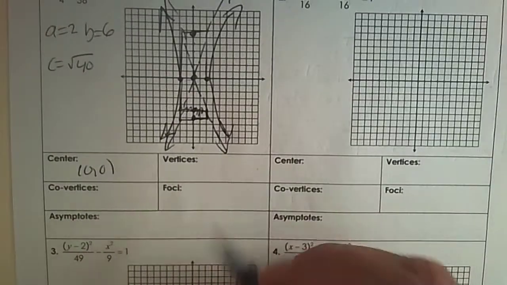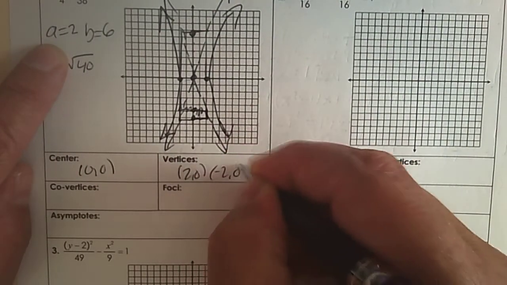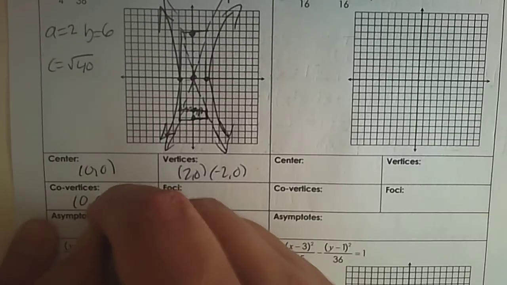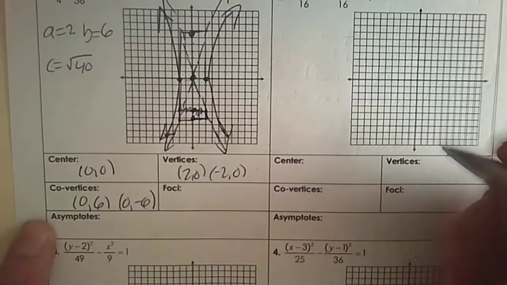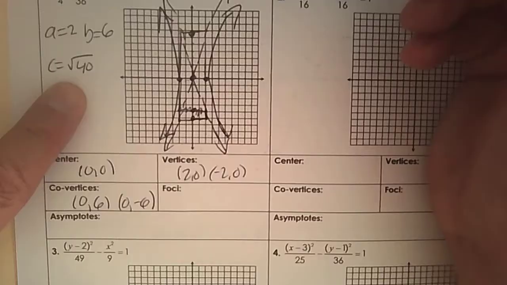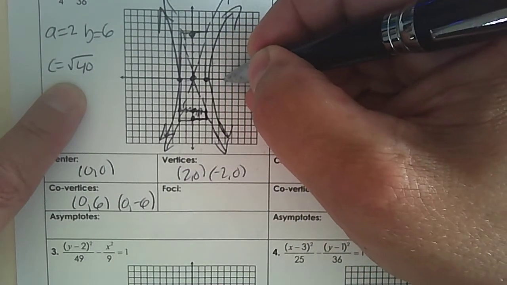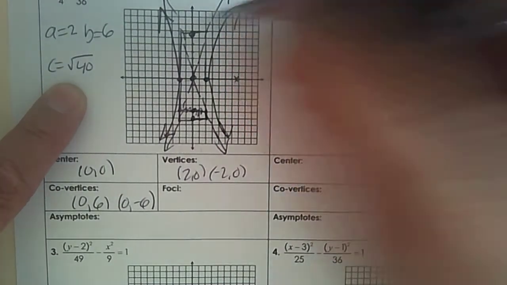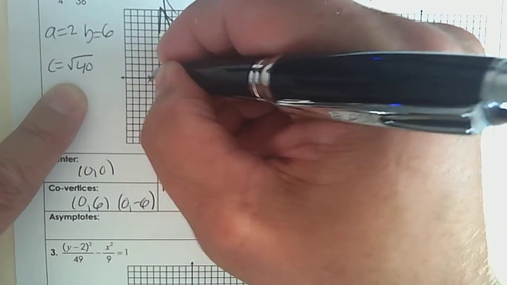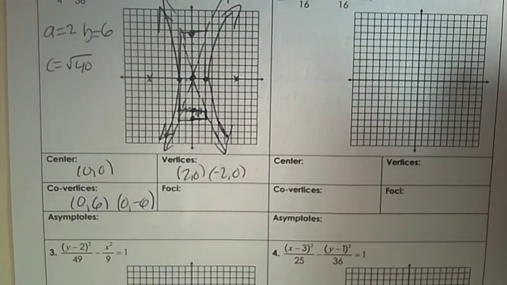Now, what are those vertices we use? We added and subtracted 2, so that's 2, 0 and negative 2, 0. The minor ones, we added and subtracted 6. That's 0, 6 and 0, negative 6. And then our foci, the square root of 40, that's 6 and a little bit. So we count 1, 2, 3, 4, 5, 6 and a little bit, and then 1, 2, 3, 4, 5, 6 and a little bit. Those are our foci that go with those vertices.